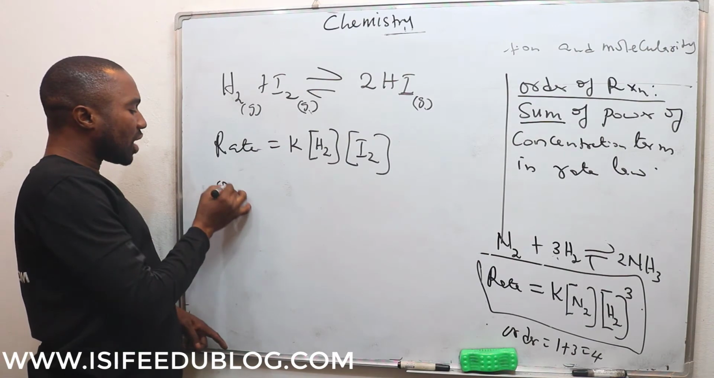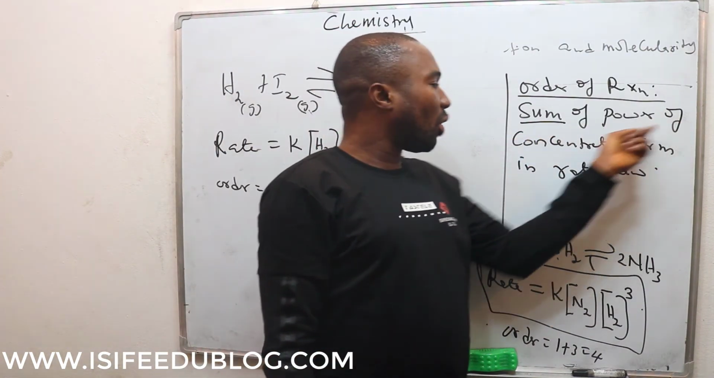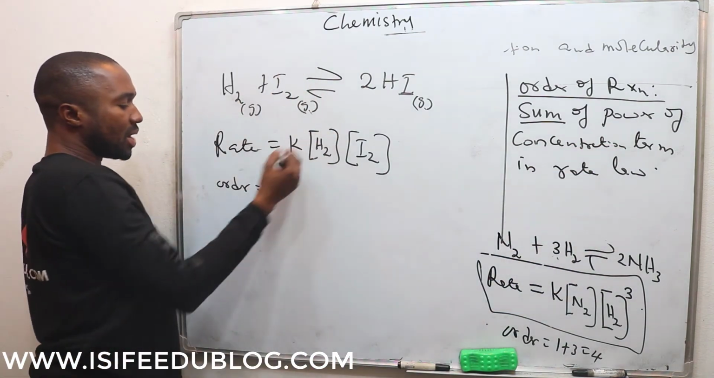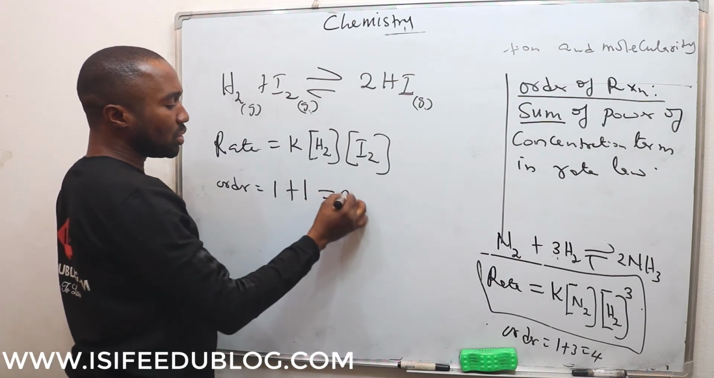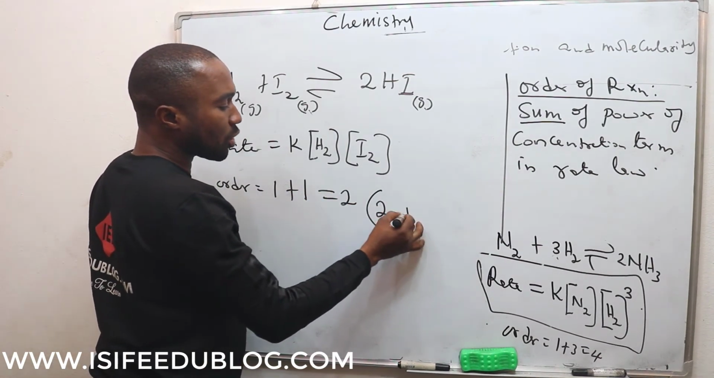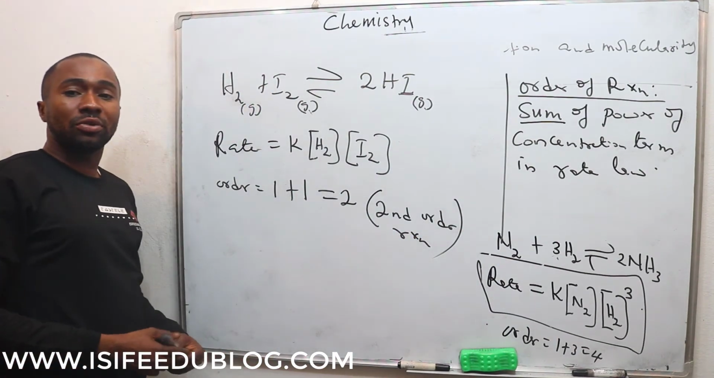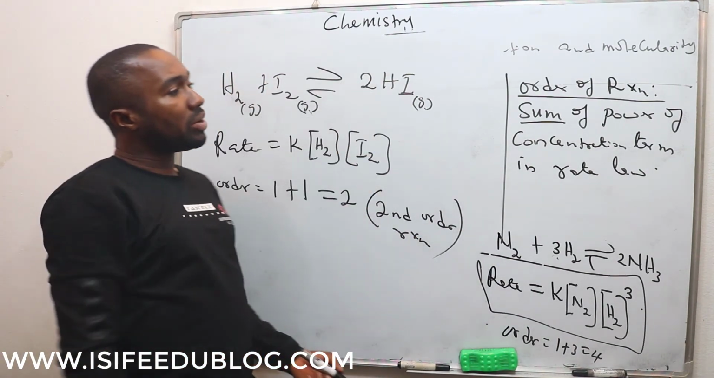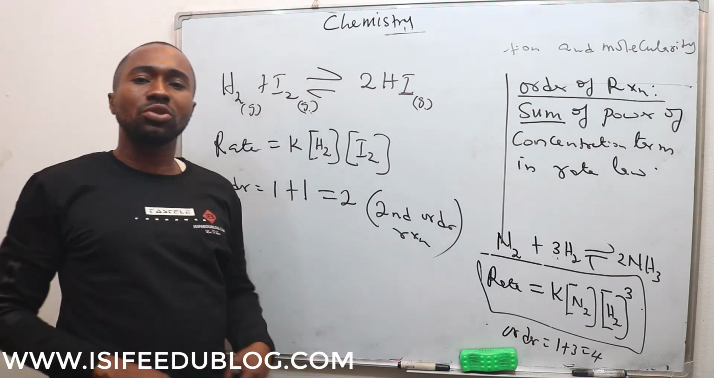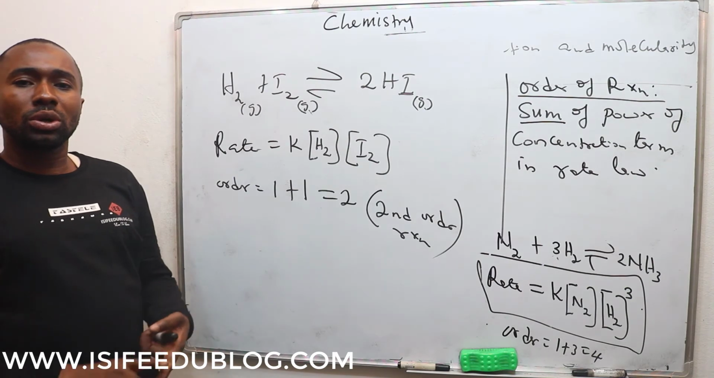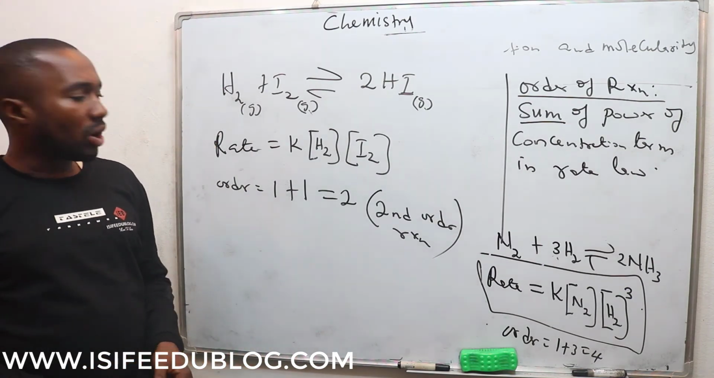So the order of the reaction is the sum of the power of the concentration terms. The power here is 1, then the other power is also 1. The sum of the powers will give me 2. So the reaction becomes a second order reaction. So this is the way to get the order of a reaction from the rate law. You must know the rate law of the reaction, then the powers of the concentration there, you sum them up, you now get the overall order of the reaction.